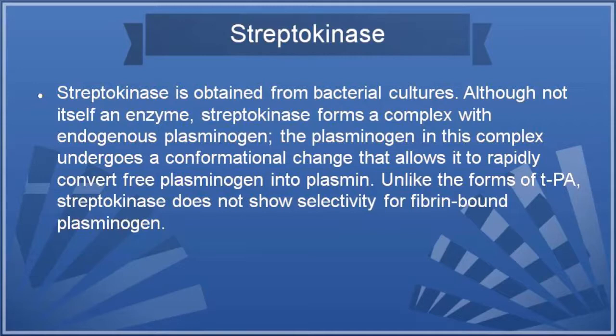Streptokinase. Streptokinase is obtained from bacterial cultures. Although not itself an enzyme, streptokinase forms a complex with endogenous plasminogen. The plasminogen in this complex undergoes a conformational change that allows it to rapidly convert free plasminogen into plasmin. Unlike the forms of TPA, streptokinase does not show selectivity for fibrin-bound plasminogen.